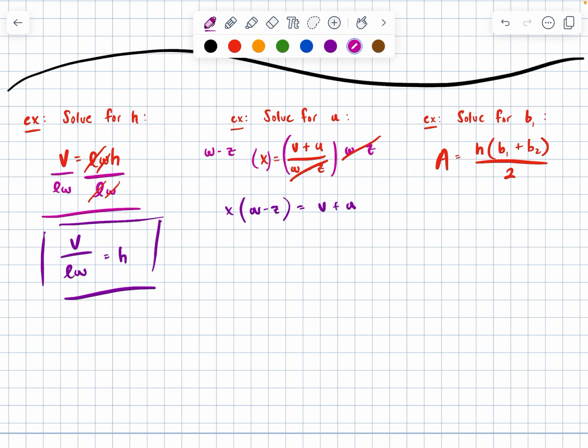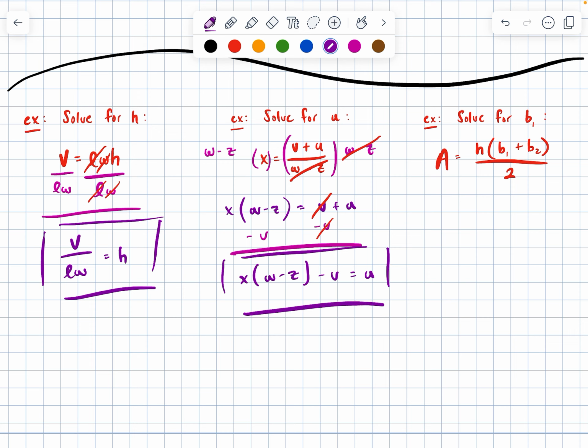Last thing between me and u by itself, well, there's a v. But in this case, the variable u is connected to this v by addition. I'll use minus v to undo it. So then I've got x times parentheses w minus z, minus v, equals u. Again, is it wrong to distribute that x? Absolutely not. Am I going to? Absolutely not. And finally, area is equal to height times base 1 plus base 2, over 2.